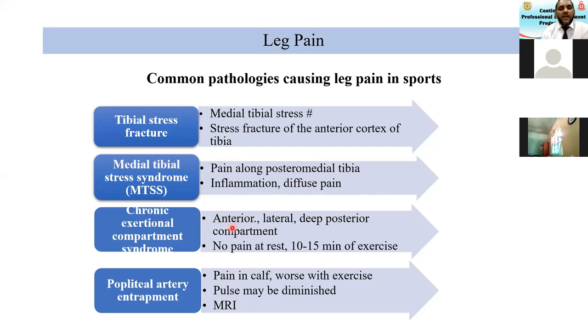Popliteal artery entrapment is usually a pain in the calf. The pain is worse with exercise. There could be a diminished pulse, but there is no rest pain, and immediately when the exercise stops, the pain disappears. The investigation of choice is MRI, because there are many anatomical structures causing the entrapment. So MRI is the choice.